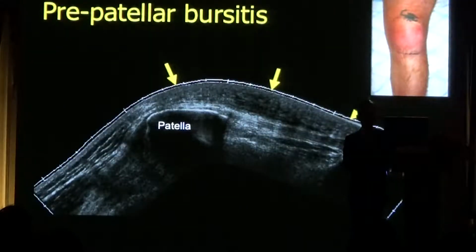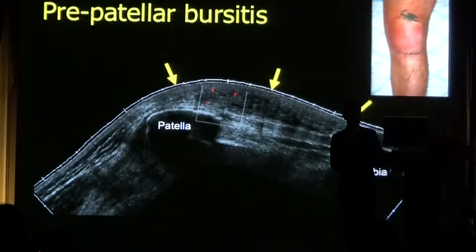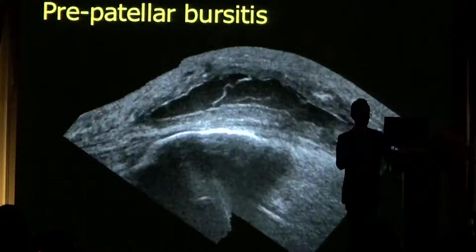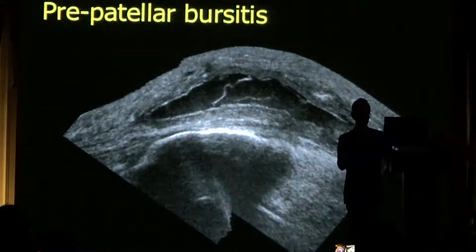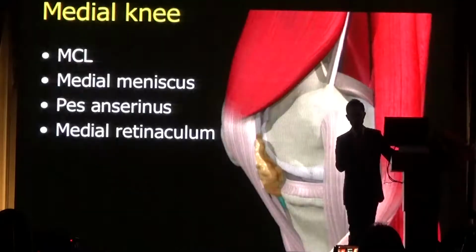Another example here of pre-patellar bursitis. You can see clinically the patient has a very swollen knee, which is red, and you can see increased vascularity on Doppler. Sometimes there will be fluid distension of the bursa, in which case it's easy to insert a needle and aspirate some fluid.